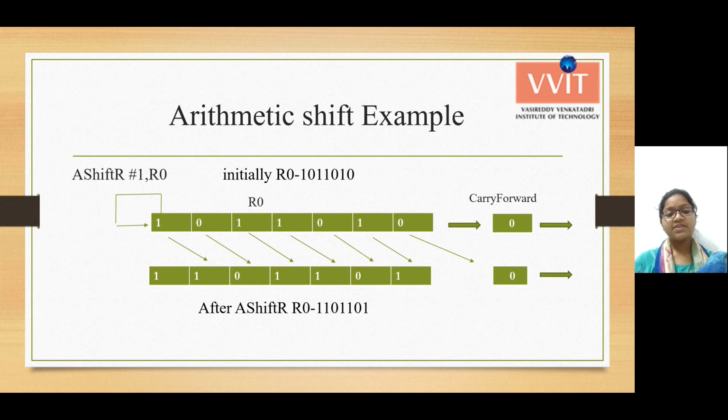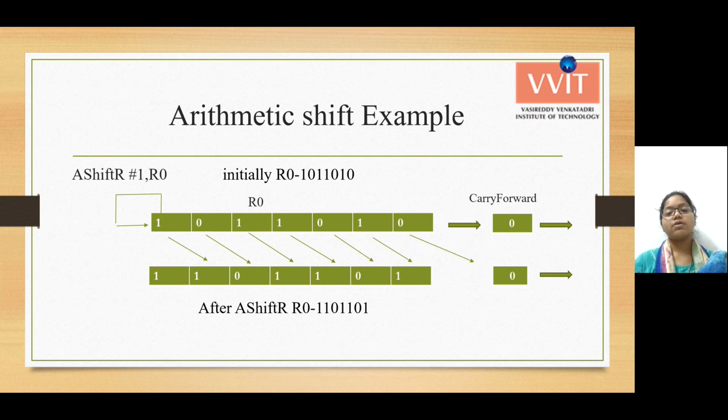Hence, once we have performed the arithmetic shift right on the initial value stored in R0, the final result is stored again in R0 itself, as it acts as destination. This is how we can perform arithmetic shift with an example.